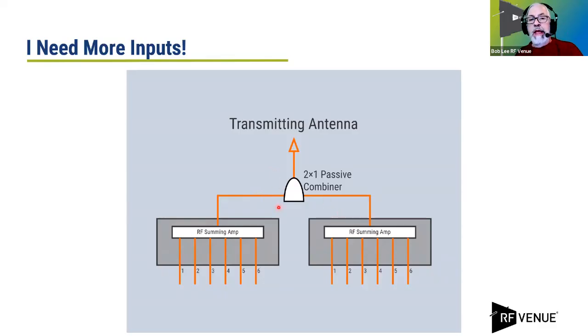The passive combiner is a transformer-based device, and the transformer is wound so that the signal coming in on either input port doesn't show up at the other input port. They're isolated from each other, but the signal does get to the transmitting antenna. That way it combines these two inputs to go out to the transmitting antenna.